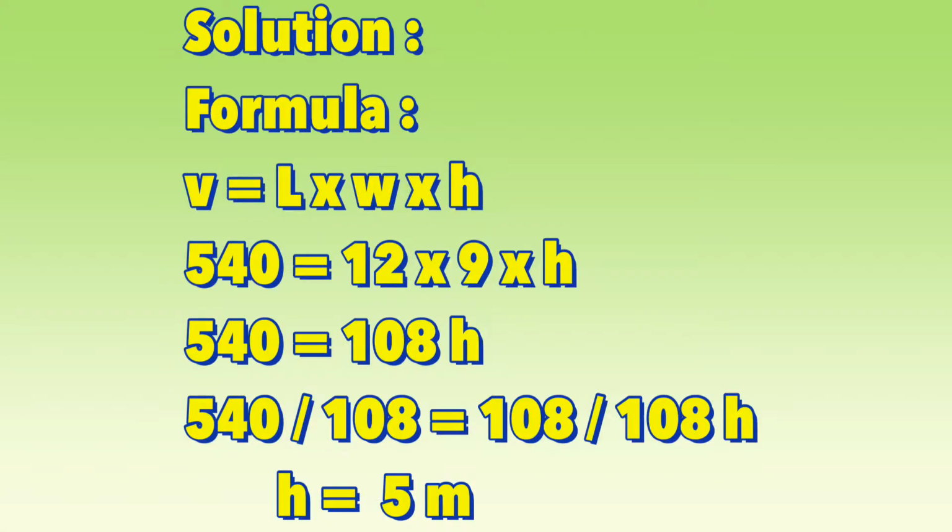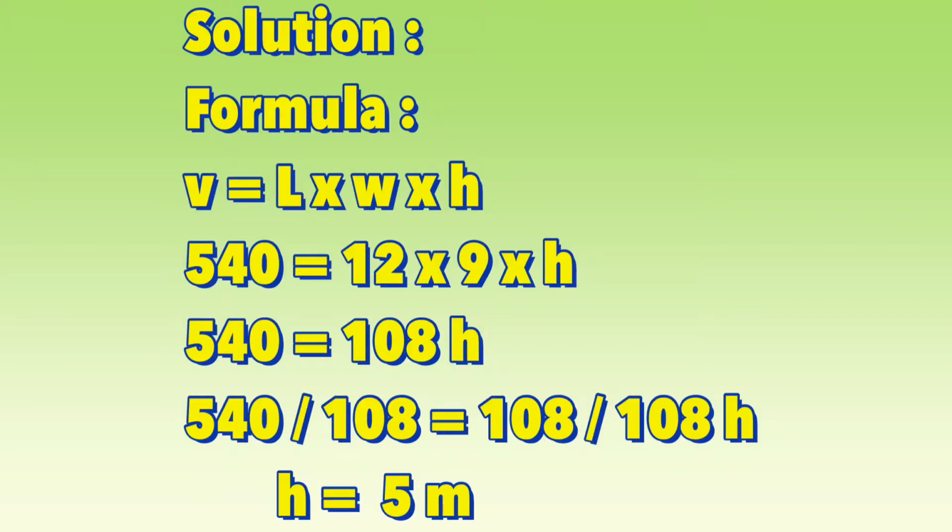So in this problem, the missing value is the height of the rectangular prism. In computing the height, we use the same formula: volume equals length times width times height. Then we substitute for the volume, 540 equals the length, which is 12, times the width, which is 9, and the height is not given. So we multiply 12 times 9 equals 108, times height, so 108h.